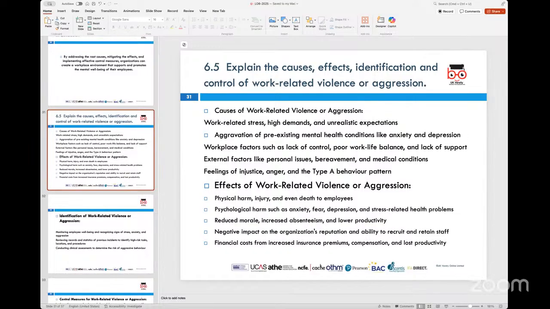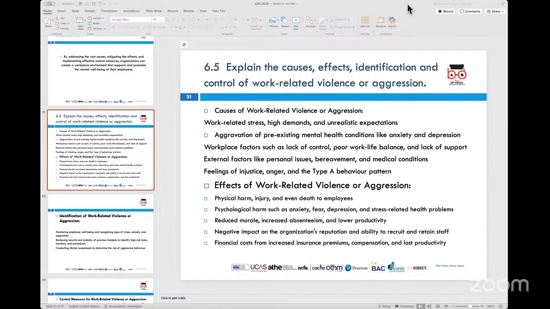Now, the last one that we want to look at is related to explaining the causes and effects, but in this case related to violence and aggression. So in the first one, we looked at the previous criteria. We looked at essentially what is called mental health issues. Here we are going to be focusing on causes, effect, and identification related to violence and aggression.